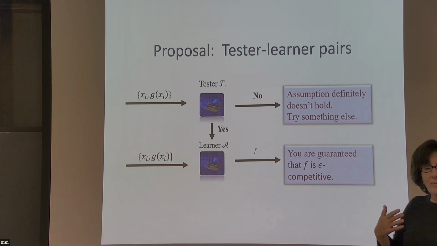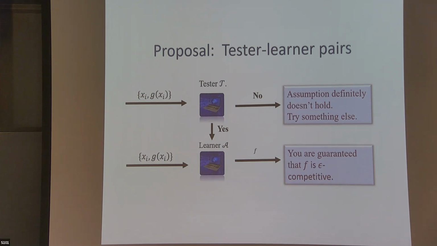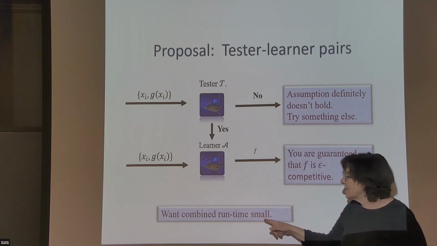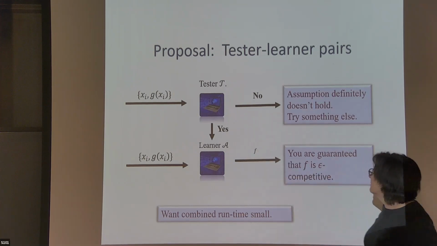So the proposal is actually, let's compare not just algorithms for agnostic learning on their own, but algorithms for agnostic learning paired with a tester for what they need. So that's the proposal. Okay, so we want the combined runtime and sample complexity to be small between the two of these.